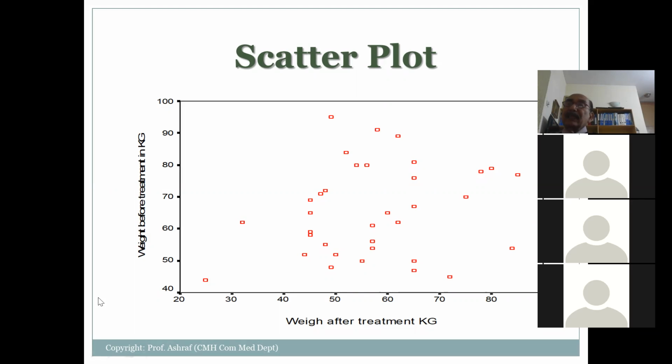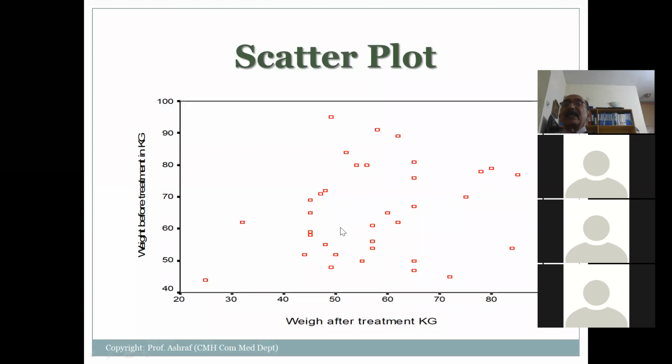If the one thing is increasing, other is also increasing, it is positive correlation. If the one thing is increasing, other is decreasing, it is negative correlation. For example, smoking and lung cancer, positive correlation. Smoking and life expectancy, a negative correlation. Of course, when smoking will increase, life expectancy will decrease.